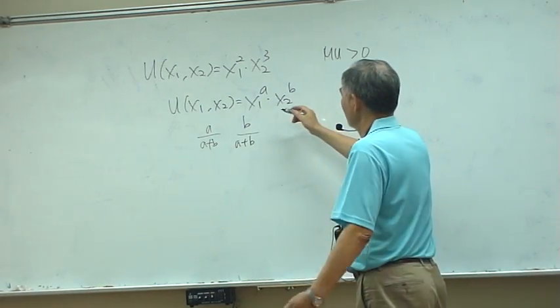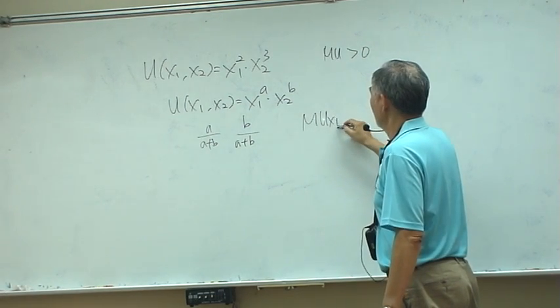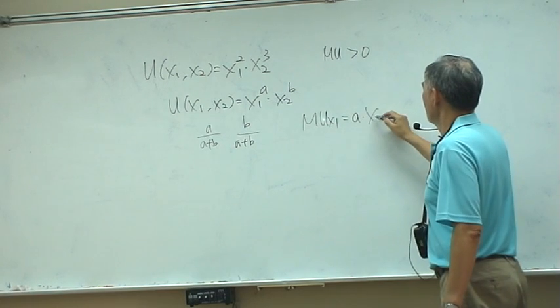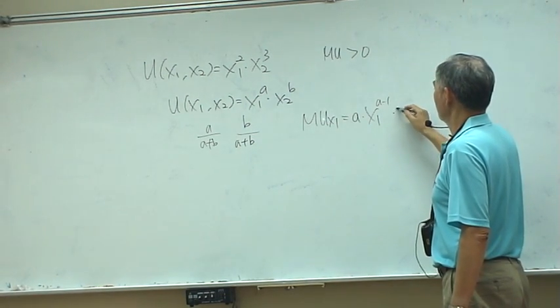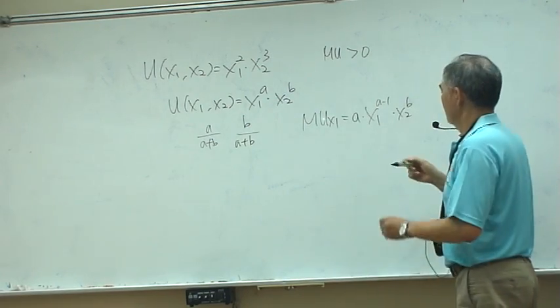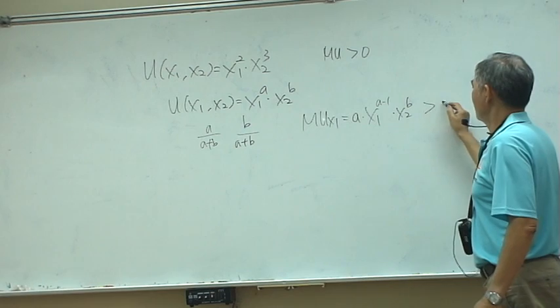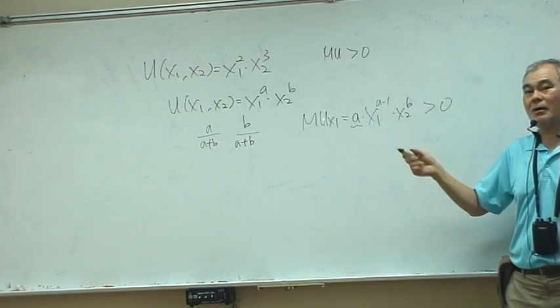So what does that mean? In terms of this, let us say MU of x1, right? MU x1 will be equal to a times x1 to the a minus 1's power, okay? Right? So this has to be positive. So what does that mean? A has to be positive, okay? A has to be positive.